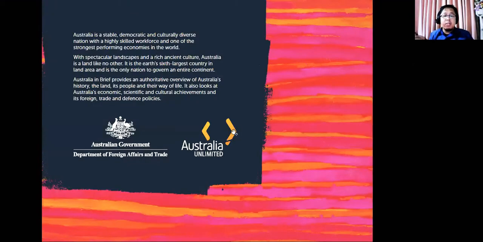Guys, this is the source. Australian Government, Department of Foreign Affairs and Trade, Australia in Brief. This is a valid and trusted source that I used in discussing the country of Australia. Okay, so I stop sharing here.